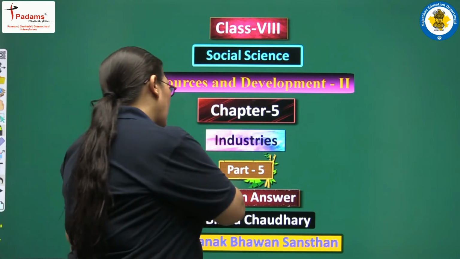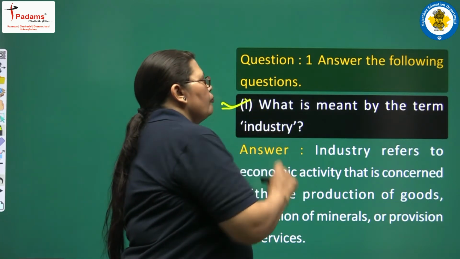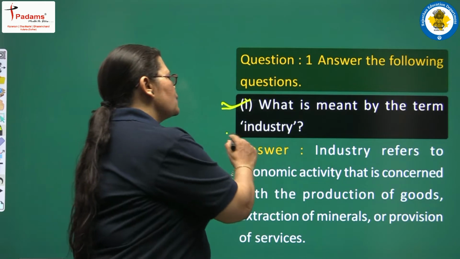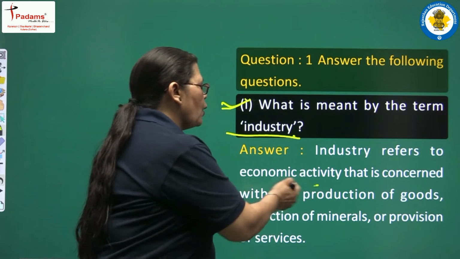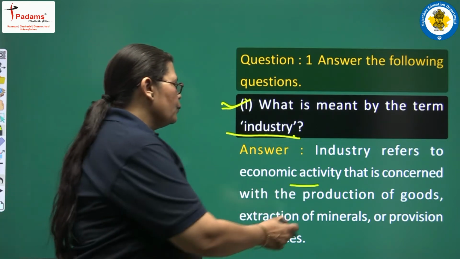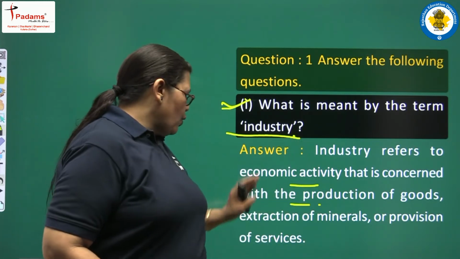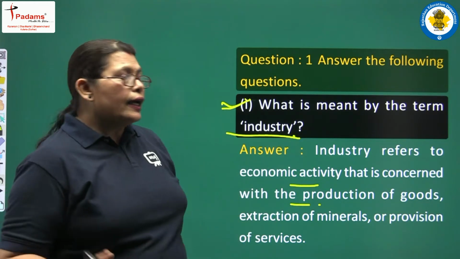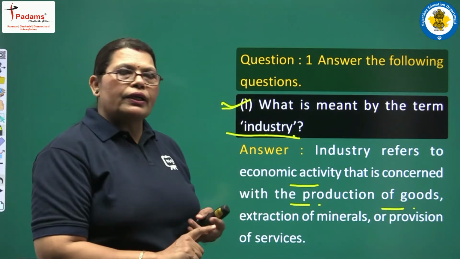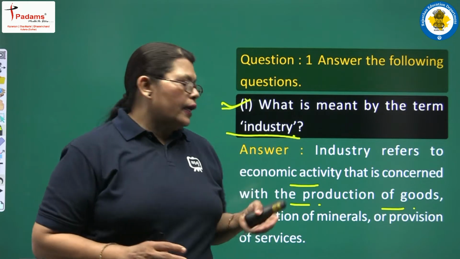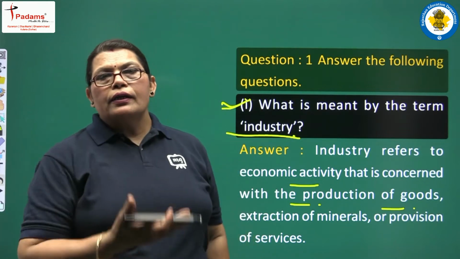We will continue with the question answer session here. See, we are covering our first question. What is meant by the term industries? Industries refers to economic activity that is concerned with the production of goods, extraction of minerals, or provision of services. It means industries are classified on the basis of production of goods first, extraction of minerals second, and provision of services third. So it is classified as per these norms.